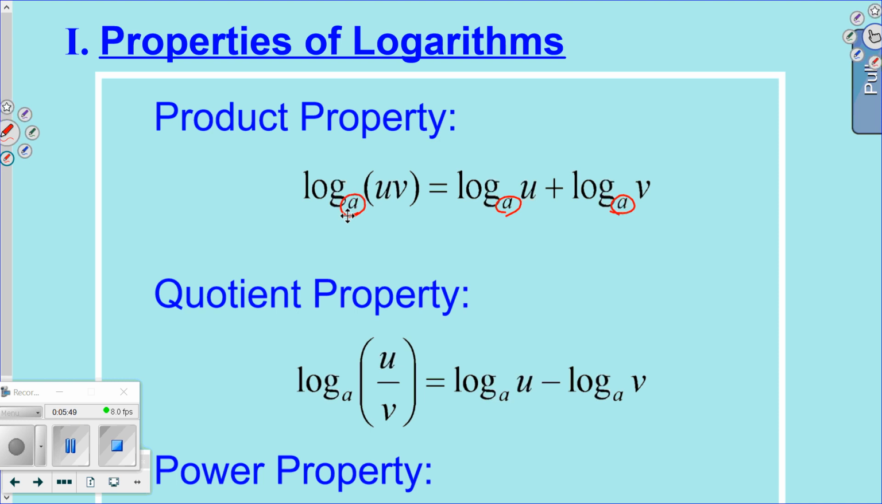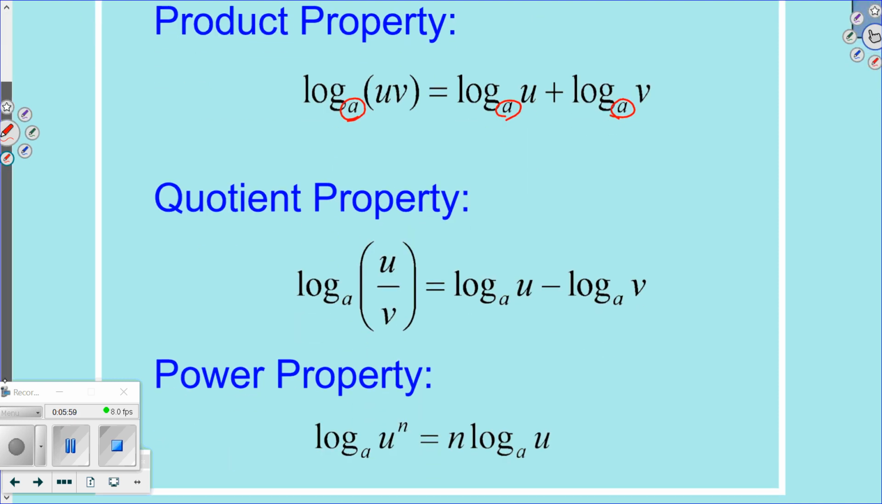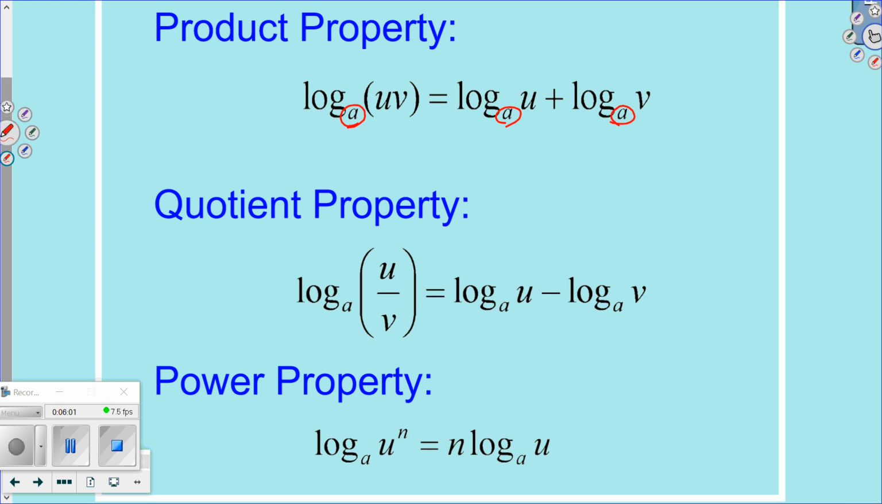Technically, it's not distributing, but that's kind of what it looks like, right? It took the log and distributed to the u, and it distributed to the v. It kind of pulled it apart. Whereas we have the quotient property: if it's division, same idea, but it separates with a minus.